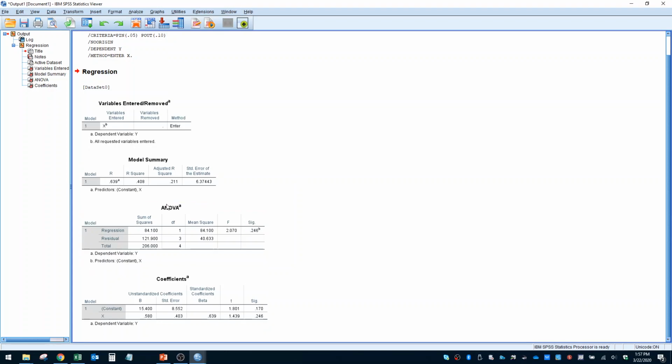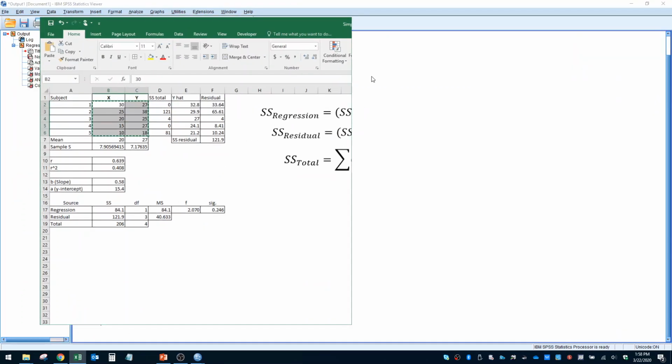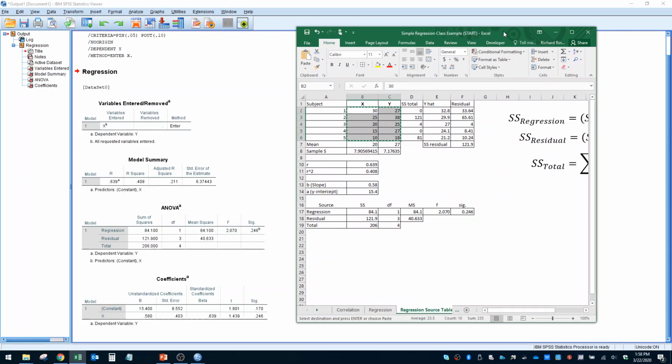And here's my output. R squared 0.408, correlation of 0.639. My source table: 84.1, 121.9, and 206, degrees of freedom, and my significance. My y-intercept, 15.4, and the slope function, 0.58.